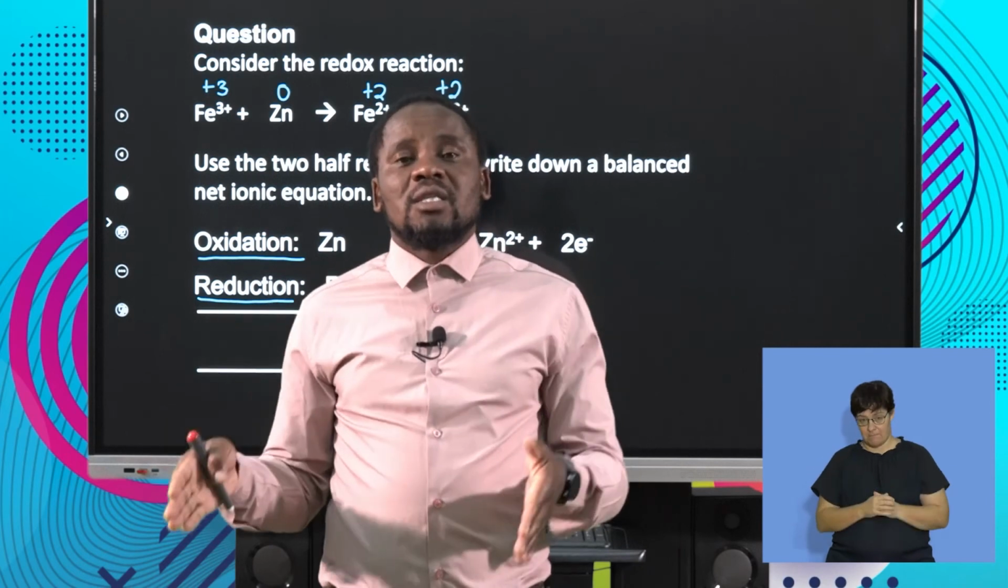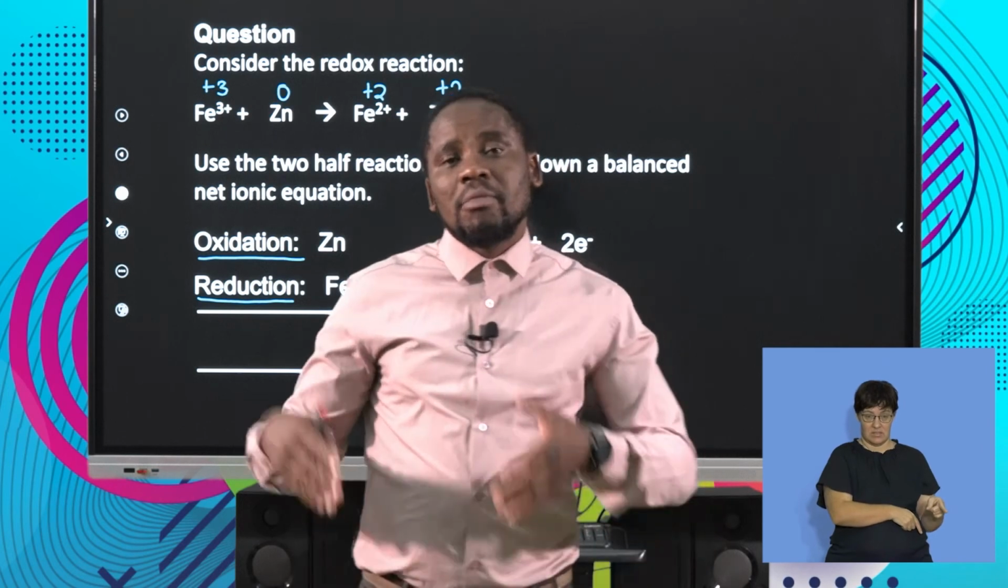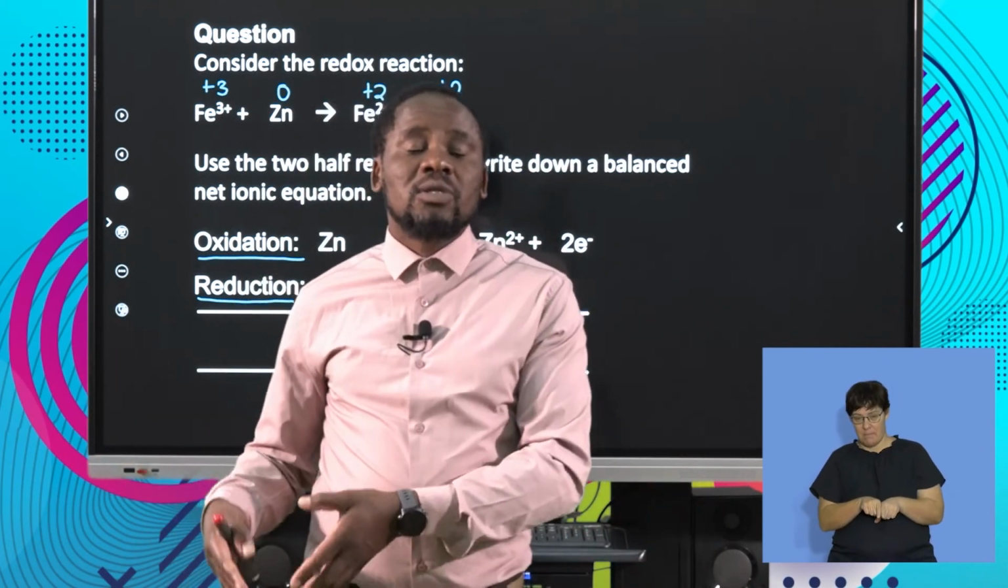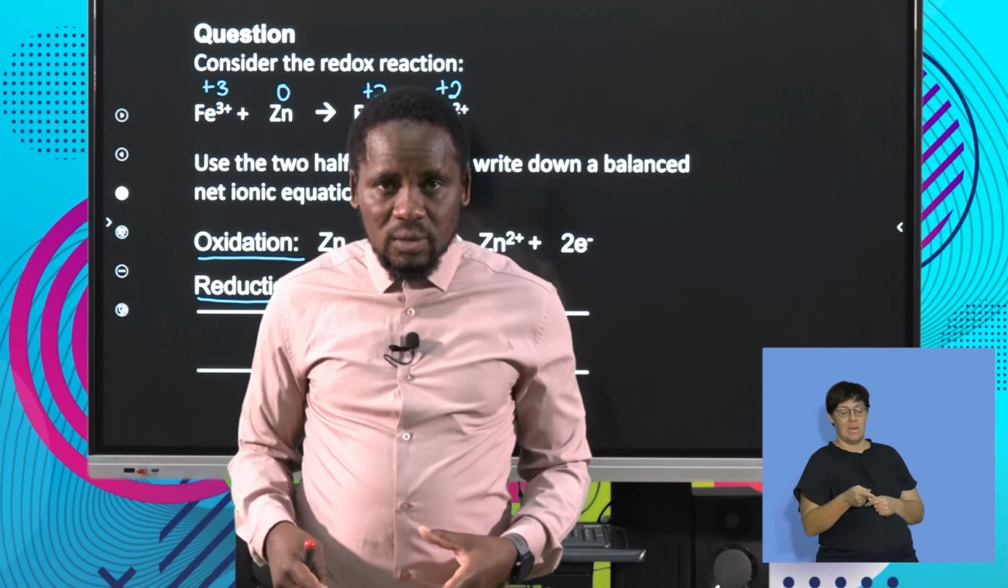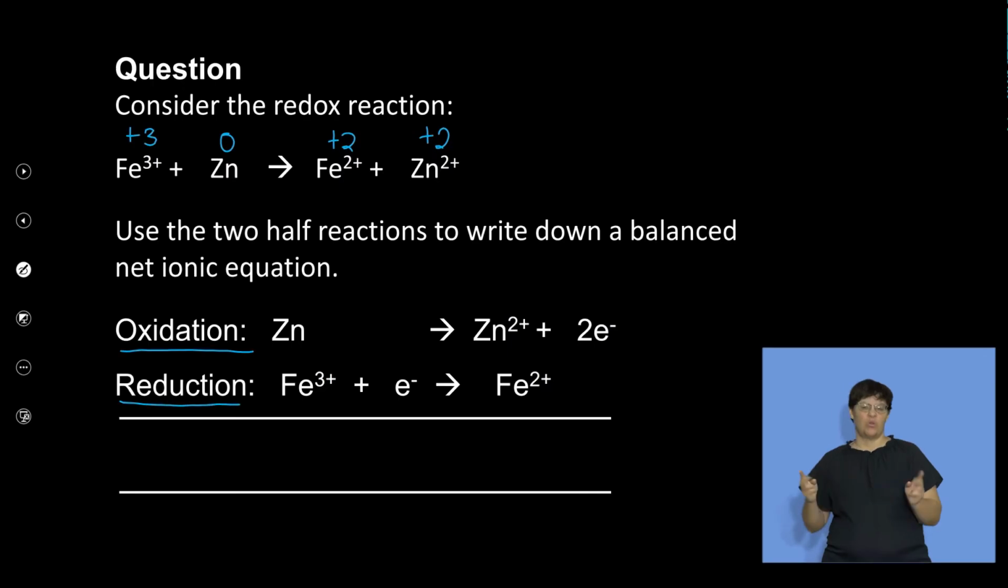So in this case, the number of electrons lost by zinc atoms must be equal to the number of electrons that are gained by the iron 3 ions in that transfer. That's the long and short of it. So to actually balance the electrons, we multiply this one by 1 and this one by 2. Once we do that, we are able to eliminate the electrons, such that we have the same number of electrons in terms of loss and gain.